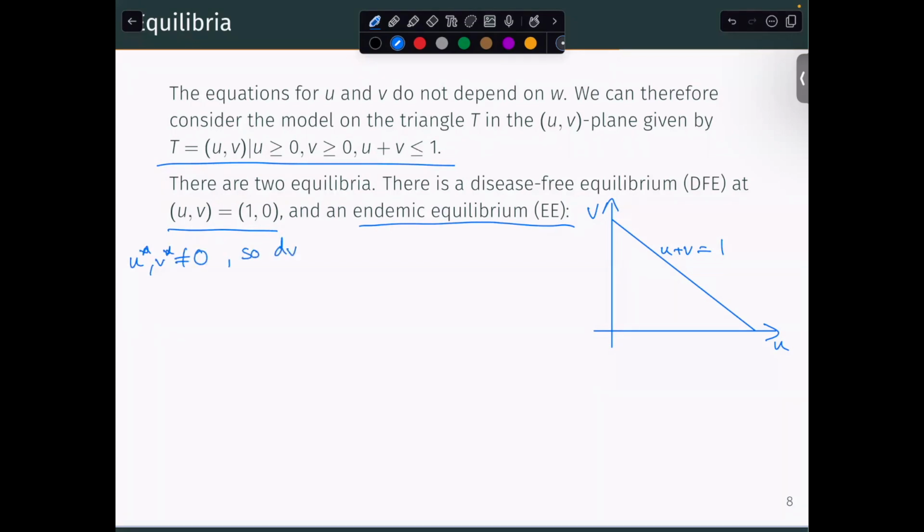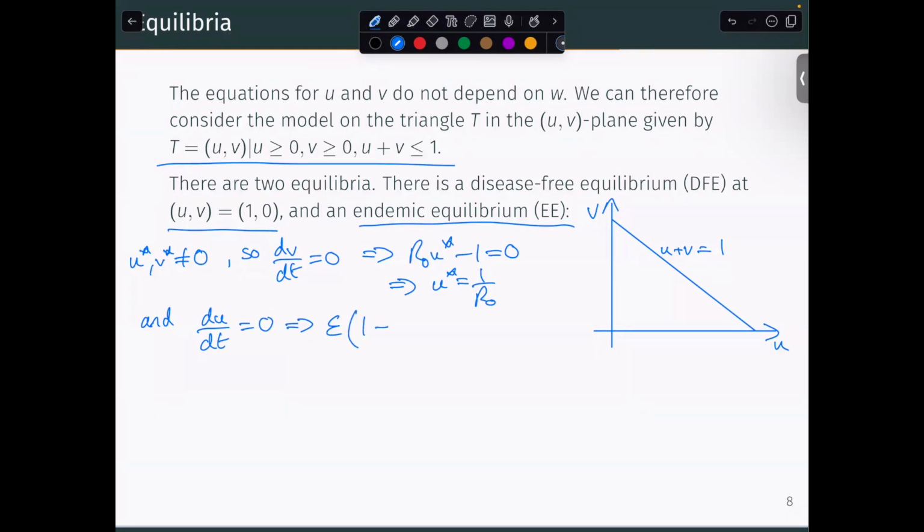So what happens when dV/dt is equal to 0? That implies that R naught U star minus 1 must equal 0. Or in other words, U star must equal 1 over R naught. And at the same time, we need dU/dt being equal to 0. So that implies epsilon times 1 minus U. Now, 1 minus U is just going to be 1 minus 1 over R naught.